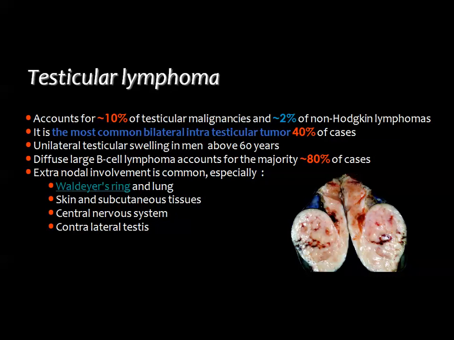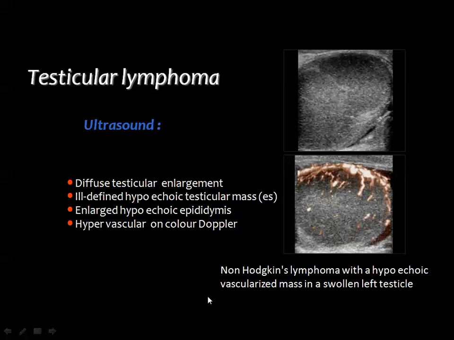And if there is unilateral testicular swelling in a patient above 60 years of age, you may think also of lymphoma. The diffuse large B-cell type of non-Hodgkin lymphoma is the most common, and extranodal involvement is commonly seen, especially the Waldeyer ring, the lung, the skin and subcutaneous tissues, CNS, and of course the contralateral testis.